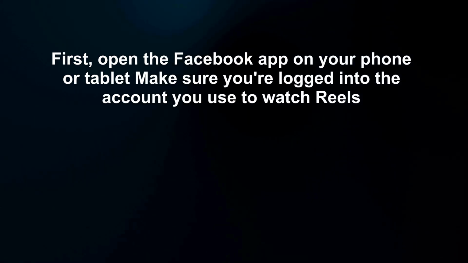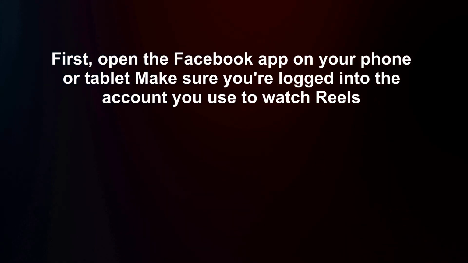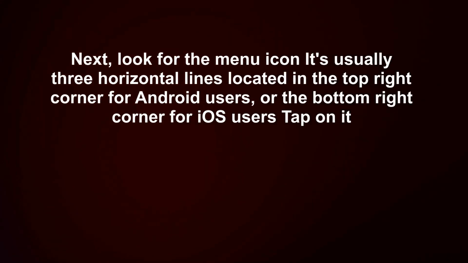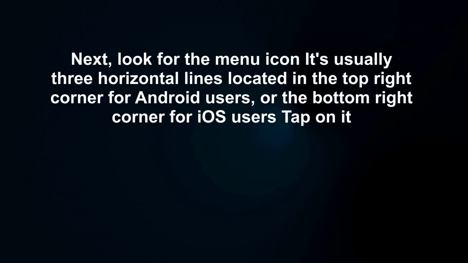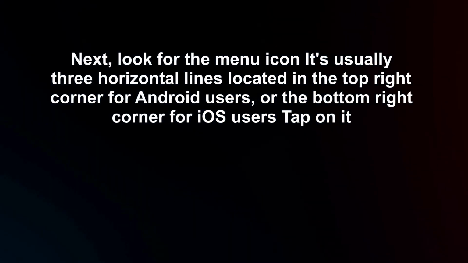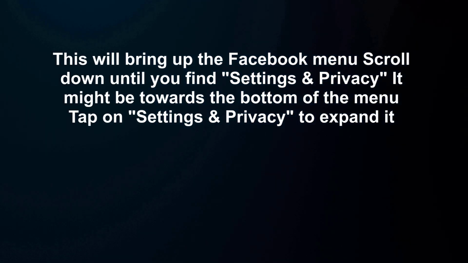Let's get started. First, open the Facebook app on your phone or tablet. Make sure you're logged into the account you use to watch Reels. Next, look for the menu icon. It's usually 3 horizontal lines located in the top right corner for Android users, or the bottom right corner for iOS users. Tap on it. This will bring up the Facebook menu.